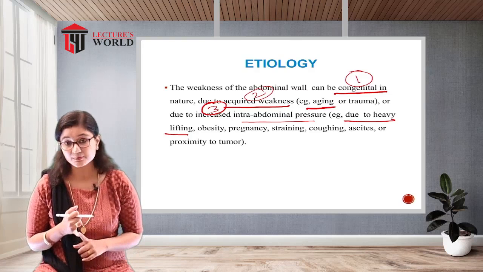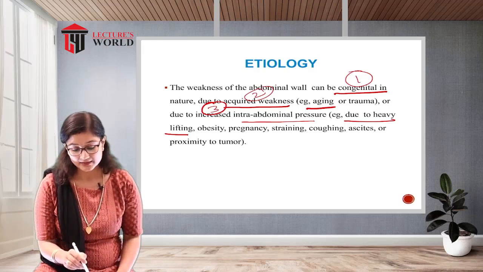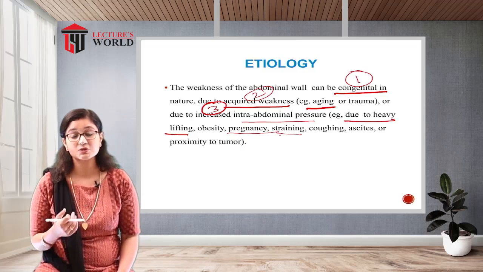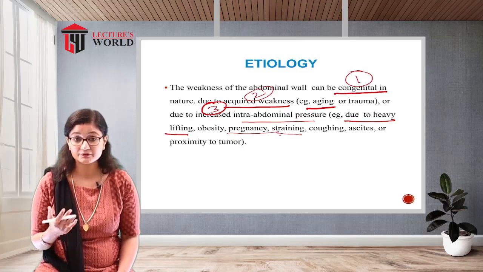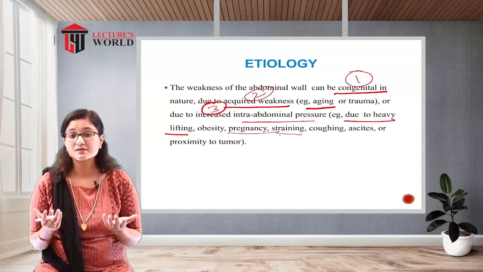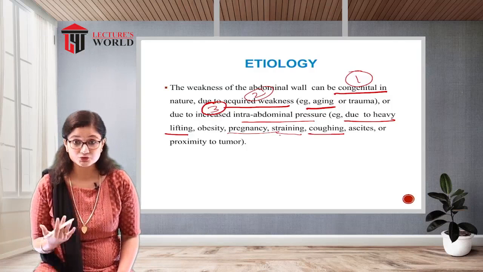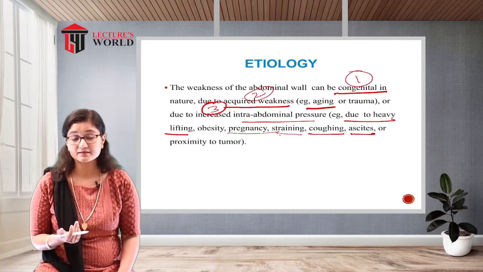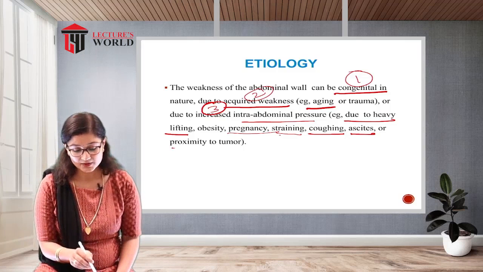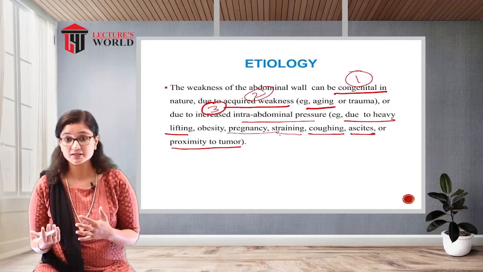The second reason can be obesity, that is, a person who is too obese. Next, commonly seen during pregnancy. Next is straining. Straining means a person is straining a lot during defecation, and too much. It's not just once or twice, he is straining many times. Maybe he is suffering from constipation. Next is coughing, not just once but too much. Next is ascites, which is a collection of fluid in the peritoneal cavity, or proximity to a tumor. If there is any tumor or cancer, then it can lead to hernia.